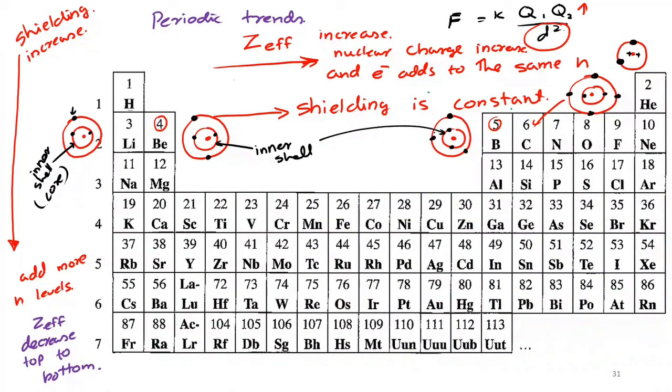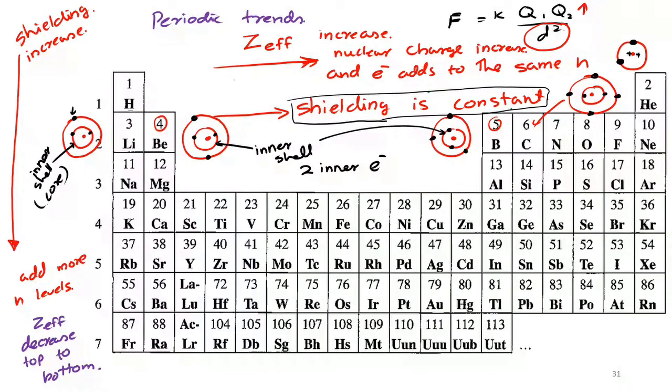This is the inner shell. Did the number of electrons change in the inner shell? No. In every element, lithium, beryllium, boron, carbon, nitrogen, oxygen, fluorine, in all of them, I have only 2 inner electrons, or 2 core electrons. So my number of core electrons didn't change. So that is why my shielding is constant. The shielding is constant because the number of core electrons did not change.